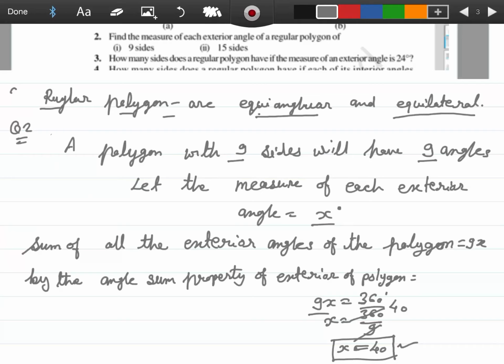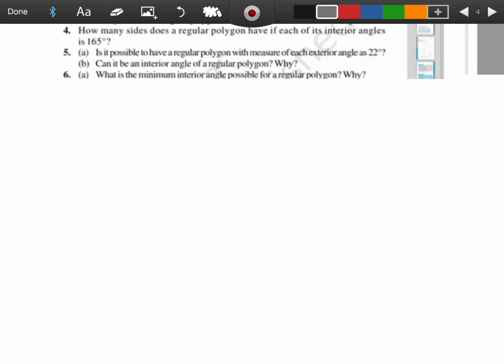So in this way we can find the unknown angle, and the remaining second one you will do yourself. This is your homework. Now let us move to the next question.